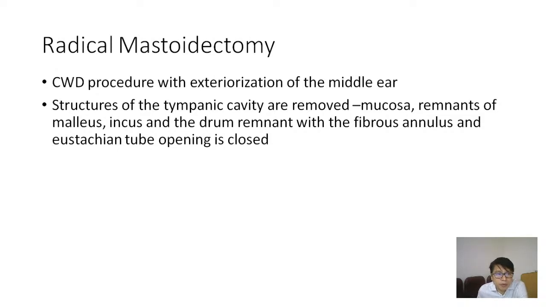The difference between modified and radical mastoidectomy is that in modified radical mastoidectomy, we try to preserve the hearing, and also we try to reconstruct the conductive hearing loss, whereas in radical mastoidectomy we don't consider much about the hearing loss. We are more into exteriorization of the middle ear disease.